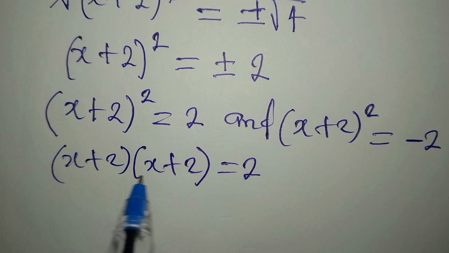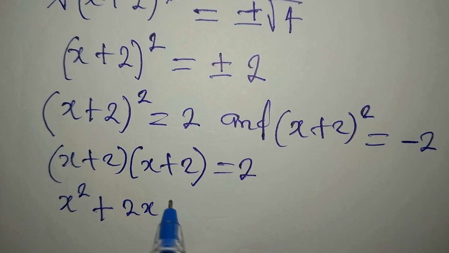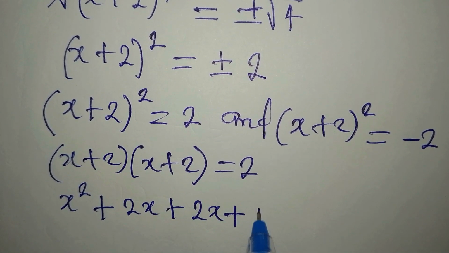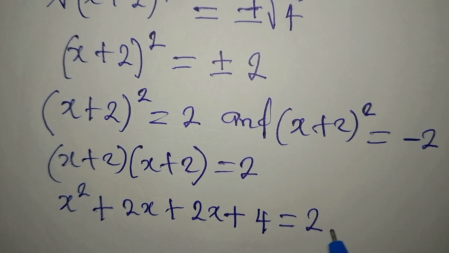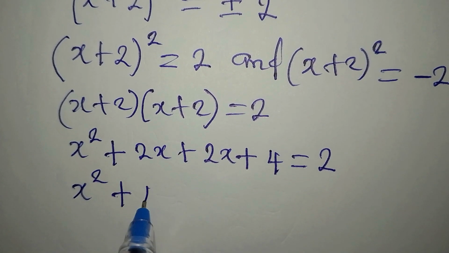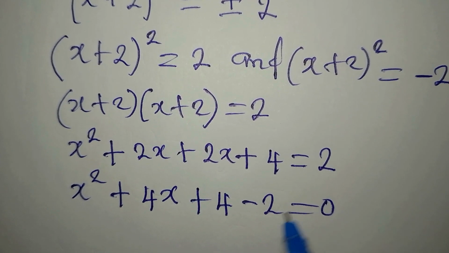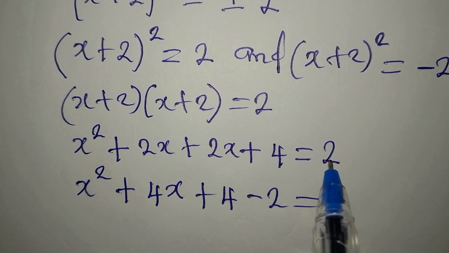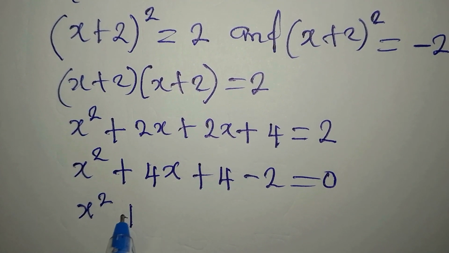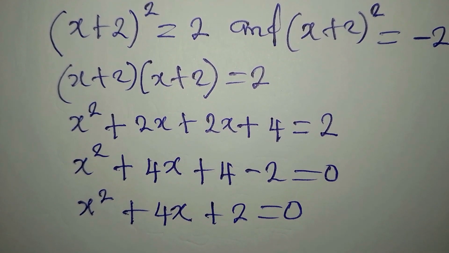Now, x times x is x squared, plus x times 2 is 2x, plus 2 times x is 2x, plus 2 times 2 is 4, and this is equal to 2. Now, we have x² + 4x + 4 - 2 = 0. This 2 on the right becomes minus 2 on the left. Now, our x² + 4x + 2 is equal to 0.